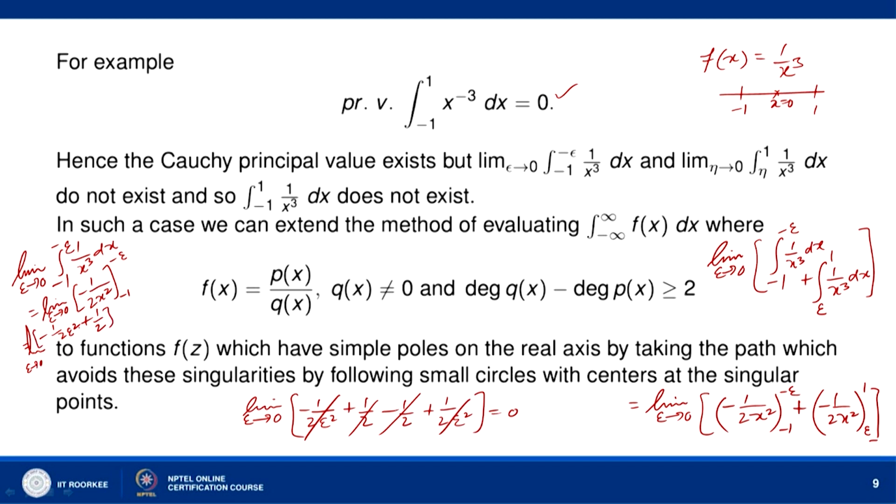So, you see that this limit, when epsilon tends to 0 through positive values, gives you minus infinity. Similarly, when you find limit eta tends to 0 of integral eta to 1, what do you get?